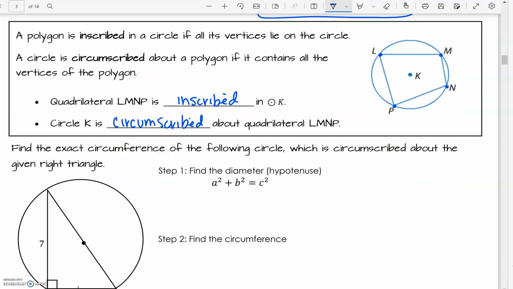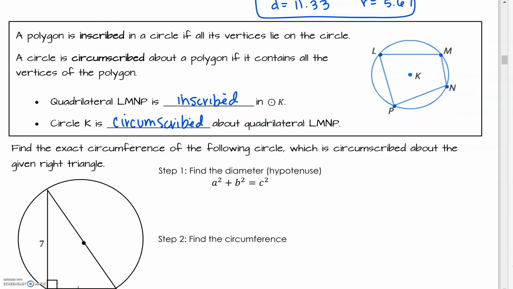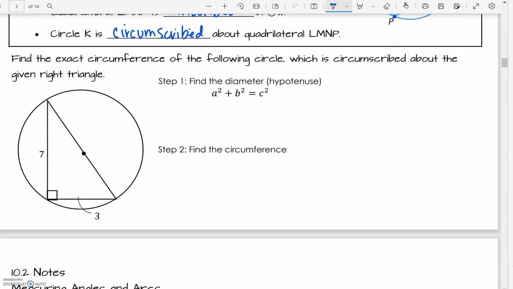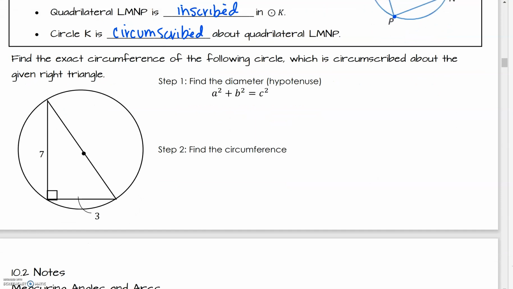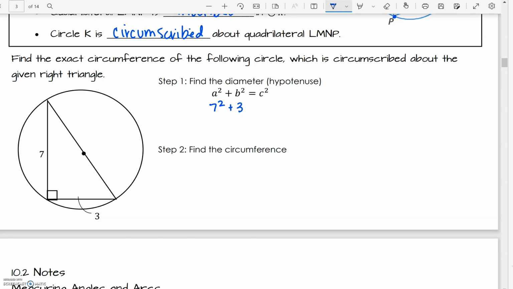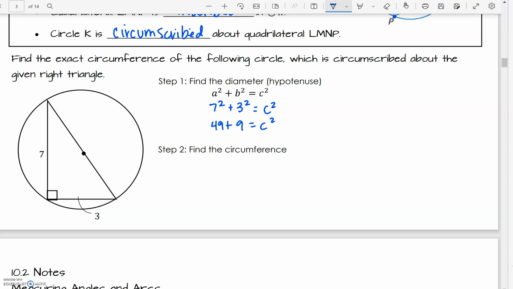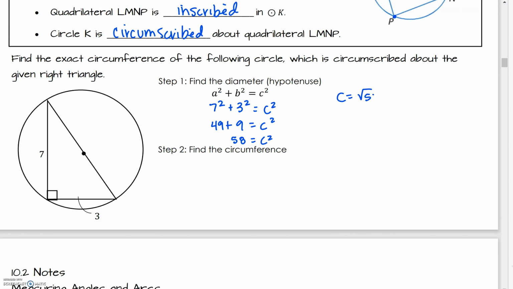So this right here, we've got our triangle here, and notice that its diameter is going through the center of the circle. So we have a right triangle when that happens. And if we have 2 legs, we can go ahead and find that diameter or that hypotenuse with our Pythagorean theorem. So 49 plus 9 is going to give us 58. And then we want to do the square root. So C is equal to the square root of 58, which is approximately 7.6. So the diameter is 7.6.